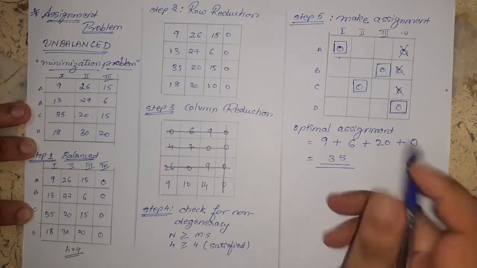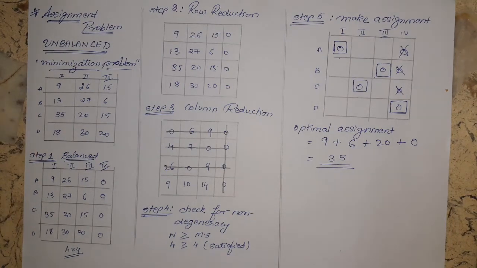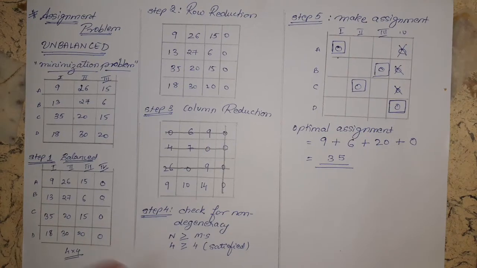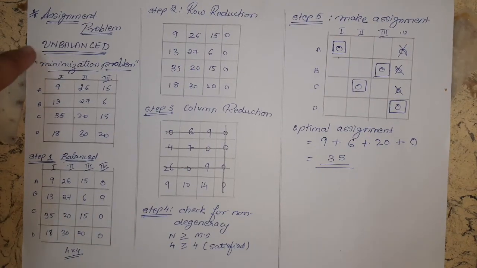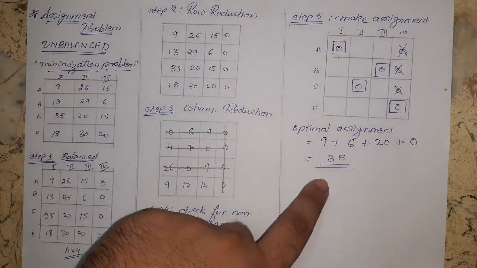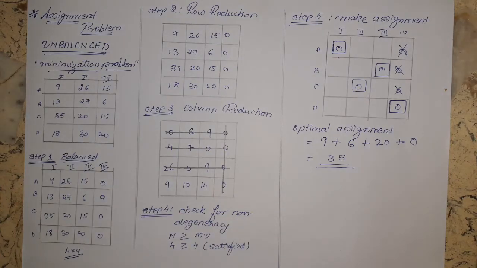So the optimal solution for the assignment problem, in which we had an unbalanced assignment problem under minimization, is 35. With this, we have completed the unbalanced assignment problem under minimization. So this particular sum comes to an end. Thank you.